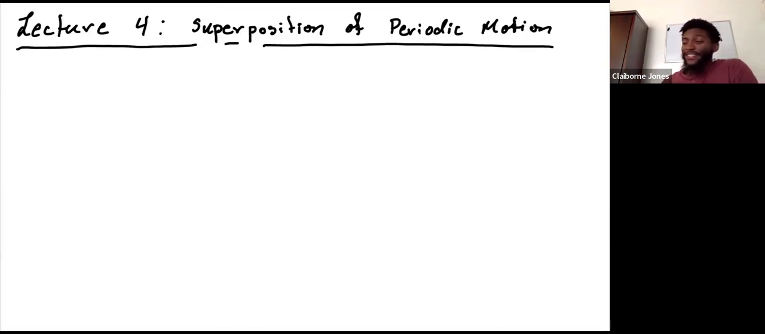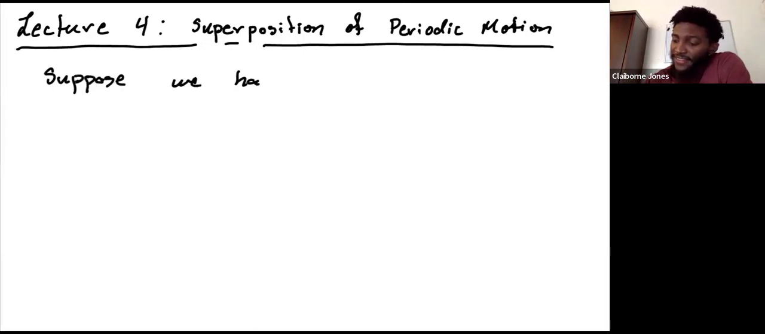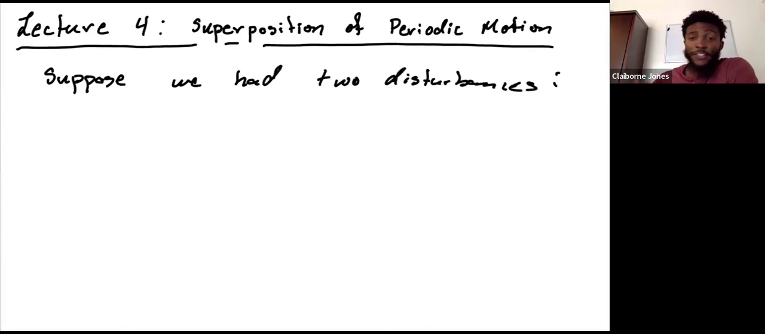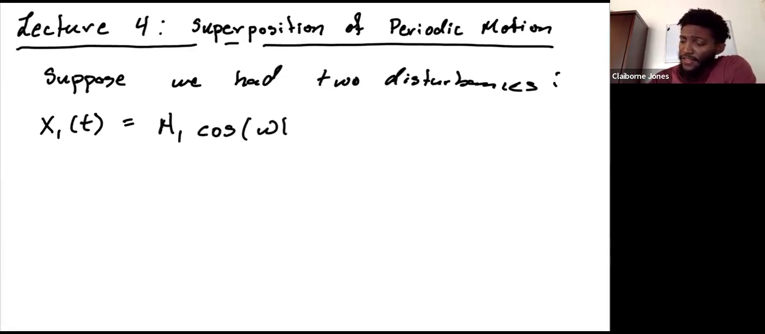All right, so let's go ahead and start though. Let's suppose we had two disturbances. The first disturbance, we'll call it x1. x1 of t is equal to, let's say it had some amplitude, A1 cosine omega t plus alpha.